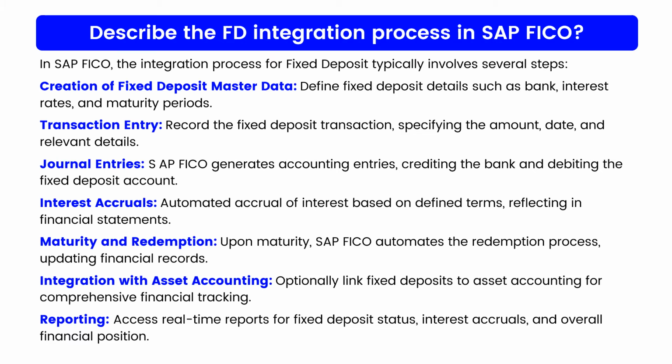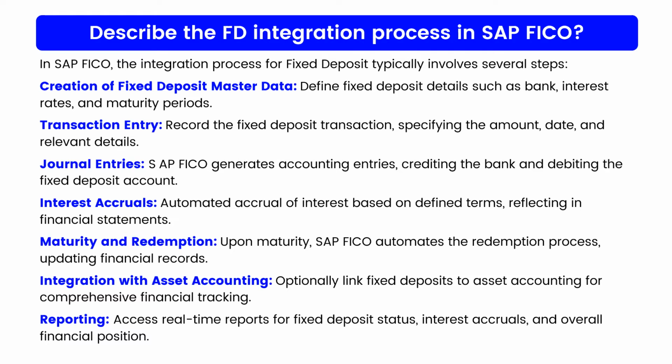Describe the fixed deposit integration process in SAP FICO. In SAP FICO, the integration process for fixed deposit typically involves several steps. Creation of fixed deposit master data. Define fixed deposit details such as bank, interest rates, and maturity periods. Transaction entry. Record the fixed deposit transaction, specifying the amount, date, and relevant details.